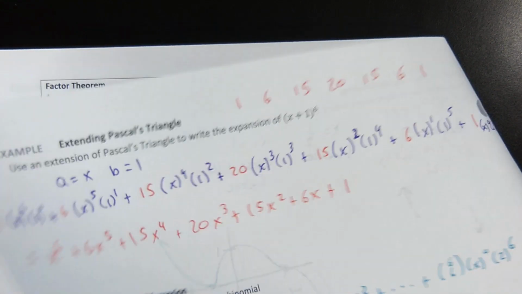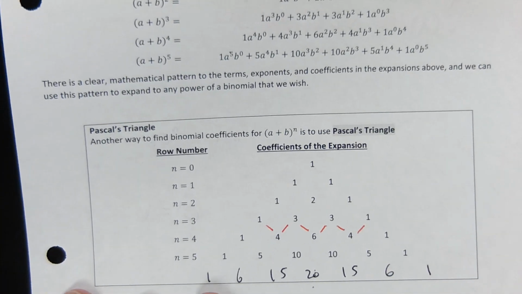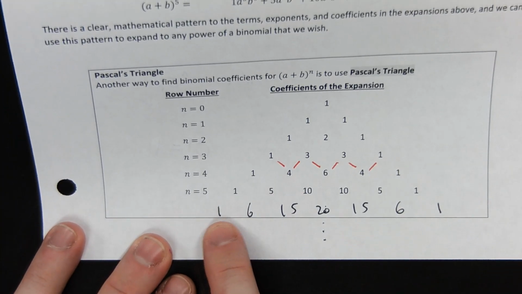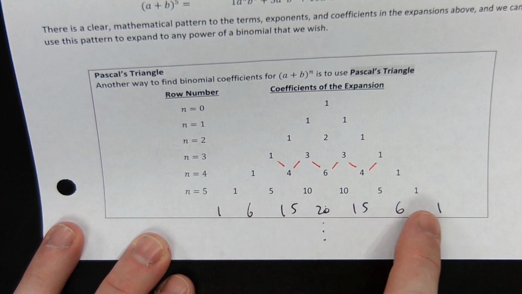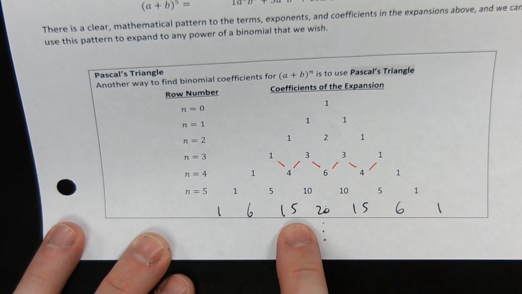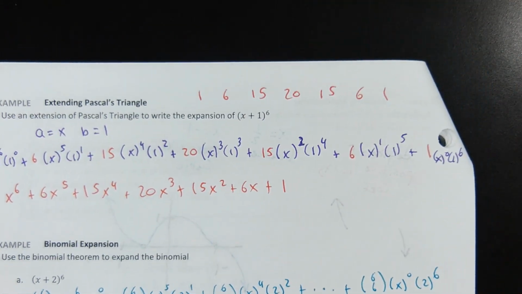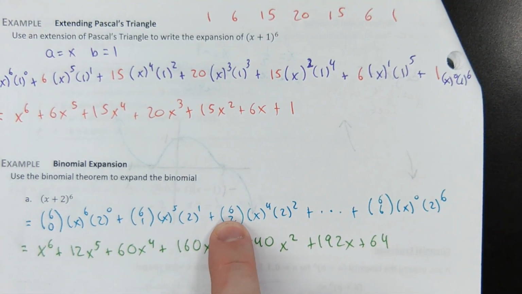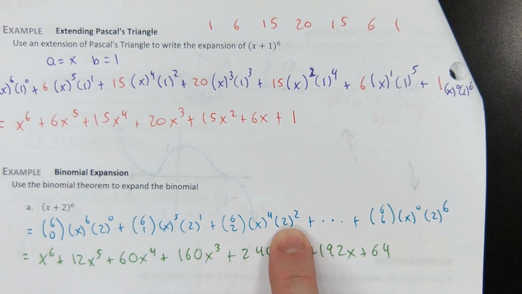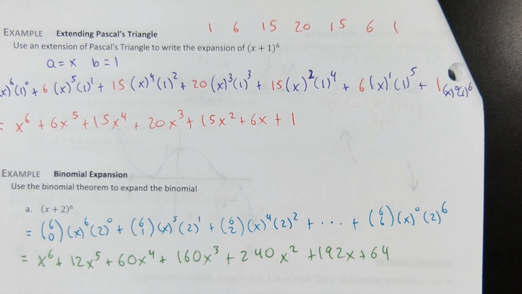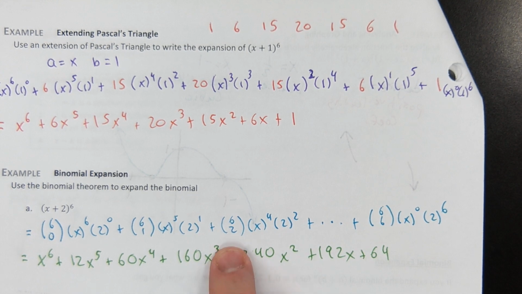This is row 6. This is 6 choose 0, 6 choose 1, 6 choose 2, 6 choose 3, 6 choose 4, 6 choose 5, 6 choose 6. So this is 6 choose 2. Because Pascal's triangle is symmetric, but hold on. So 6 choose 2 is 15, and 15 times 4 is 60. Okay. 15 times 4 is 60.